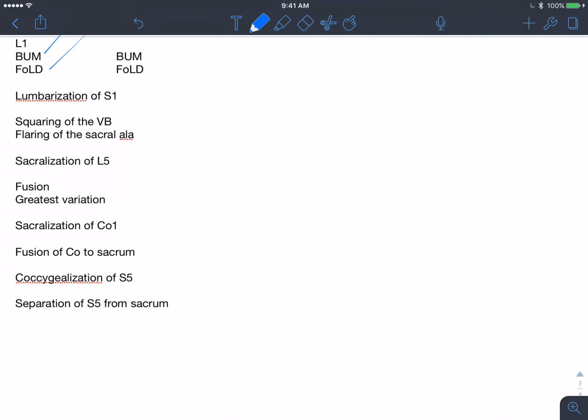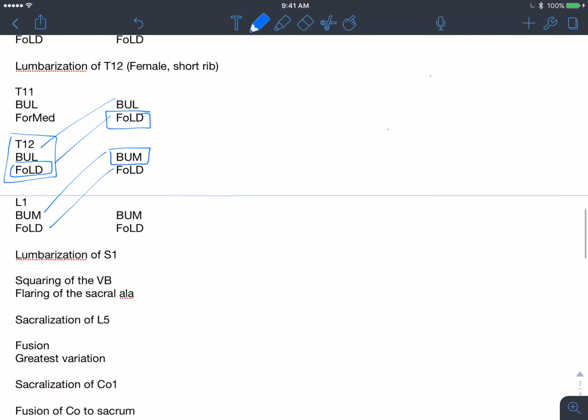The last couple, lumbarization of S1, these are pretty straightforward. Go ahead and take a look at the book. Just typed out a few bullet points there, but if you have any questions, please do let me know.